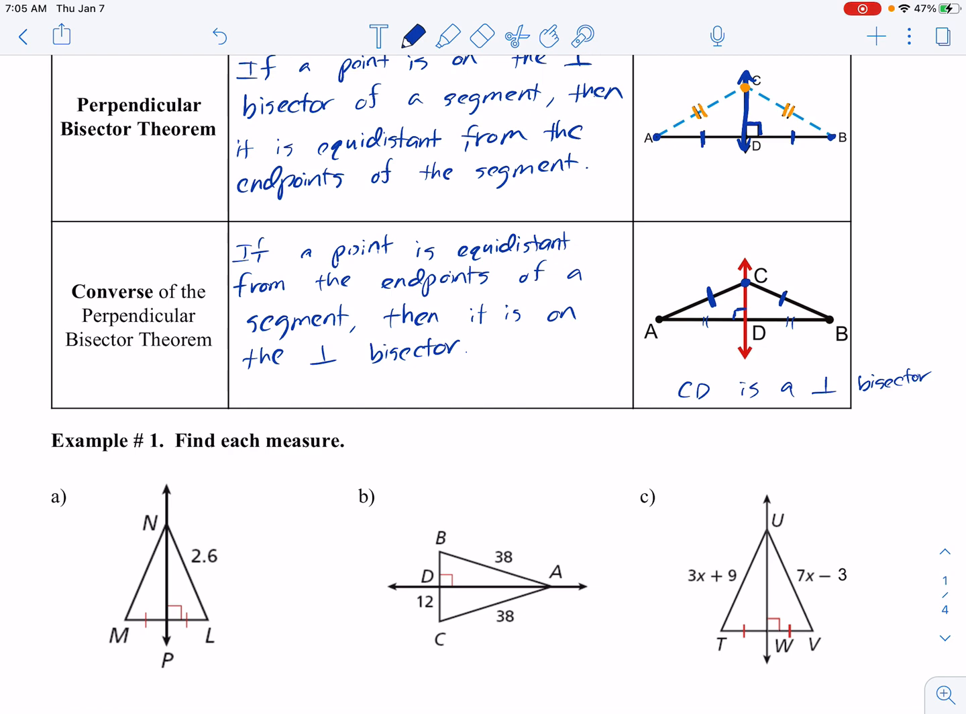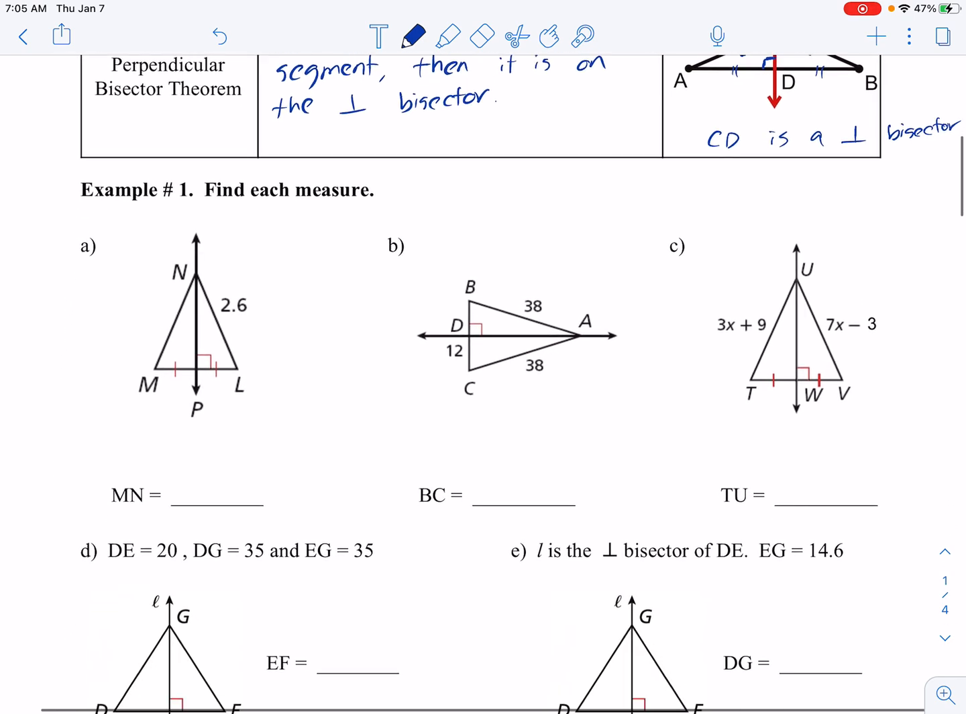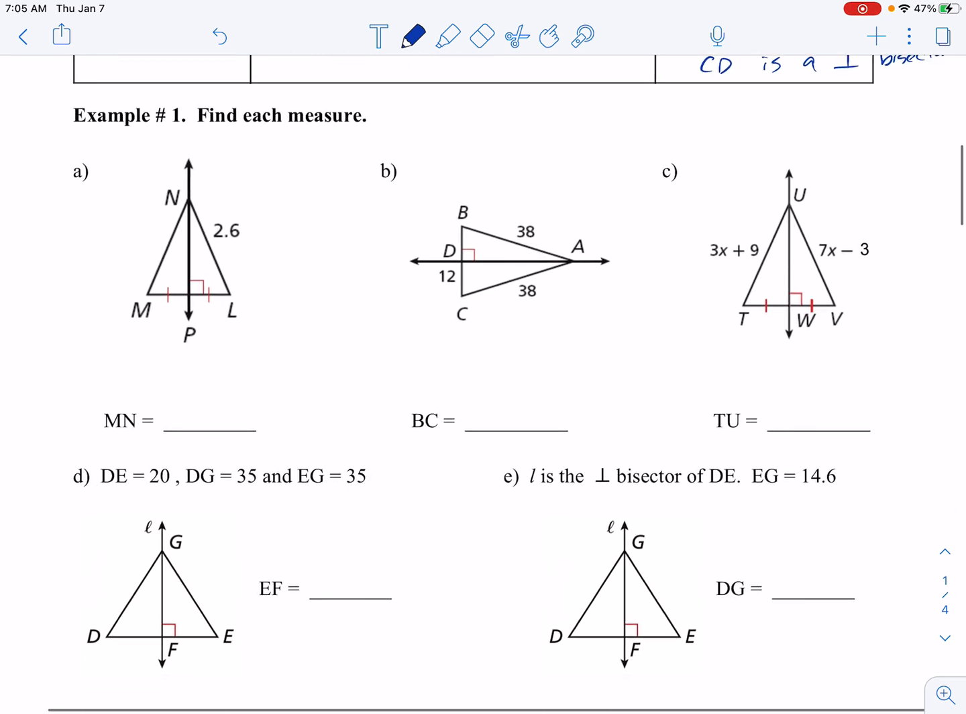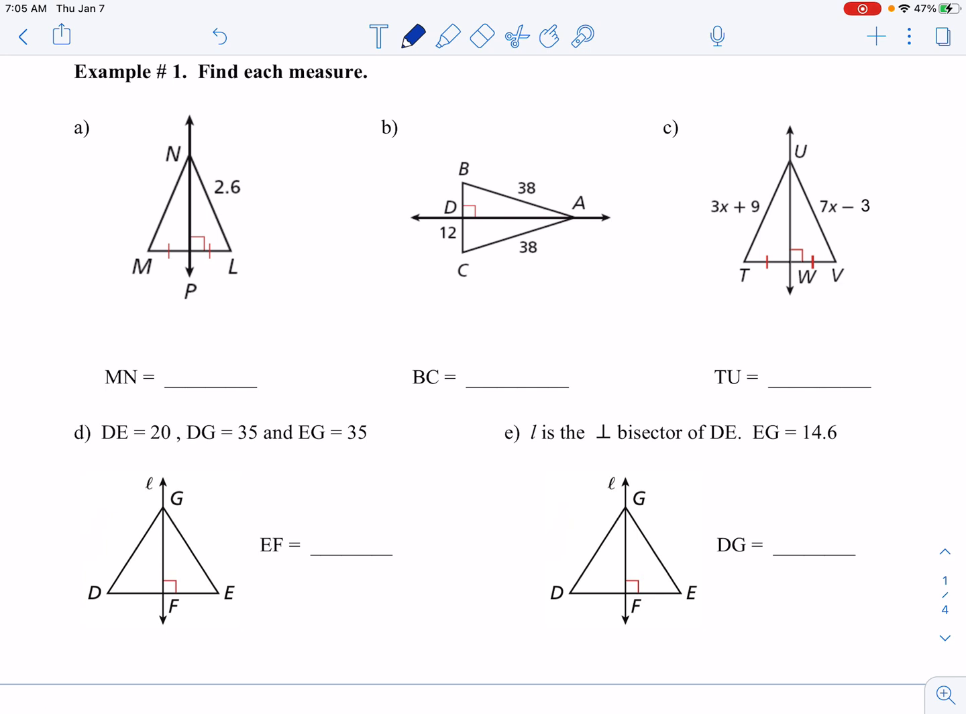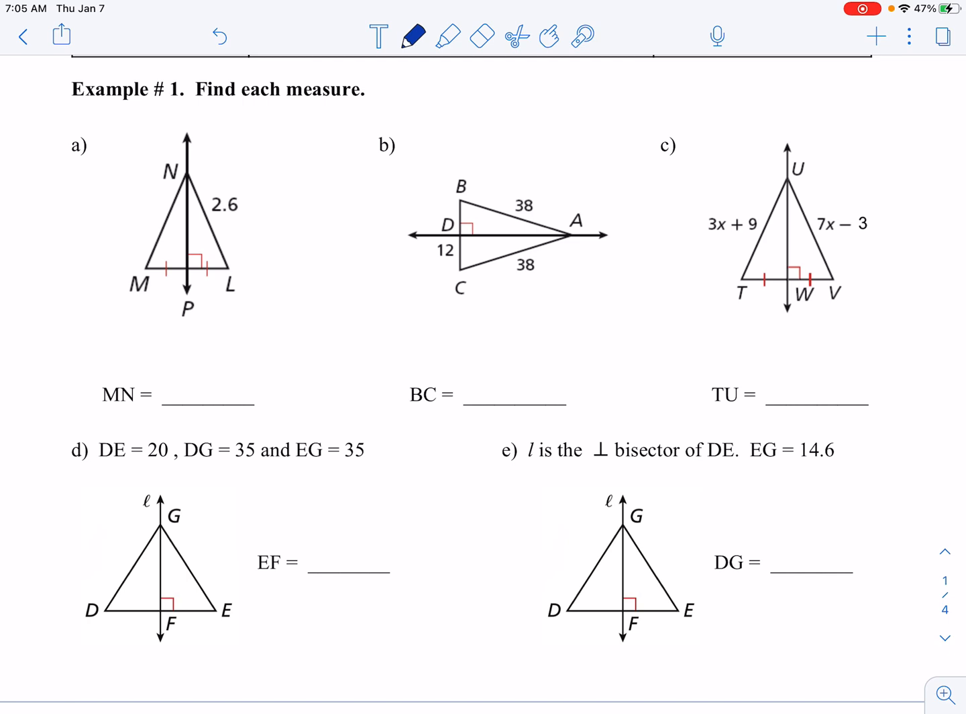Okay, let's use that theorem to find some missing measures in the following figures. Let's go ahead and do A and D together, and then you can finish these next three. We're trying to find the length of MN right here. If we know that line NP is a perpendicular bisector, 90-degree angle, splitting that segment in half, then N has to be the same distance from the two endpoints. So 2.6 to L and 2.6 to M. The length of NM would be 2.6 as well.